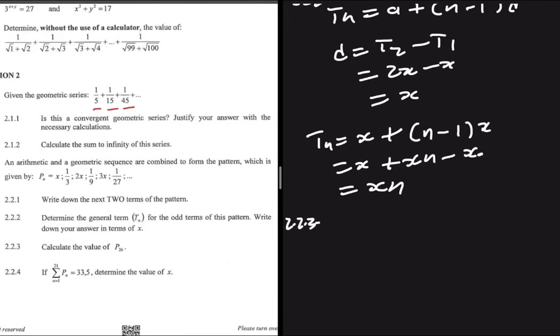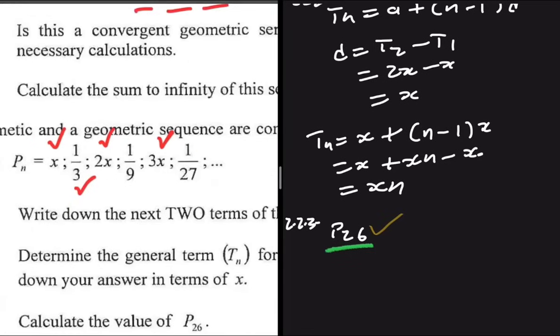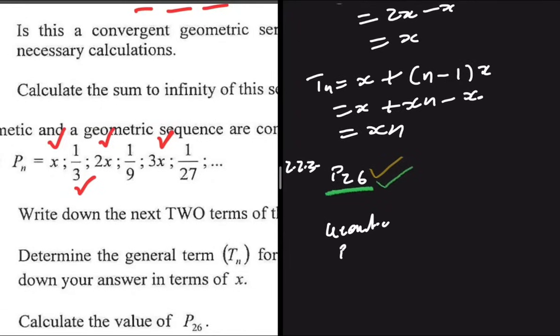2.2.3, calculate the value of P26. 26 is an even number, so we must go to our pattern now and see which sequence lies on the even numbers of our pattern, the arithmetic or the geometric. You can see that the arithmetic is on the odd positions, and the geometric is on the even positions. So in position 26, we are going to have a term of the geometric sequence. Although the term is in position 26 of the pattern, in our geometric sequence it will be in position 13, because the other 13 positions are filled by the arithmetic sequence.